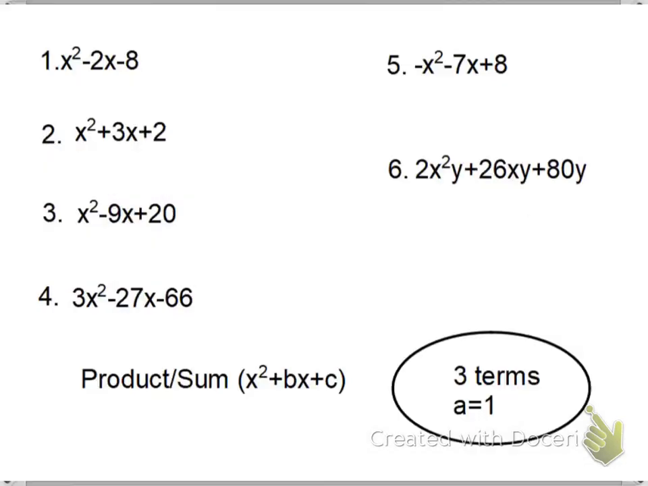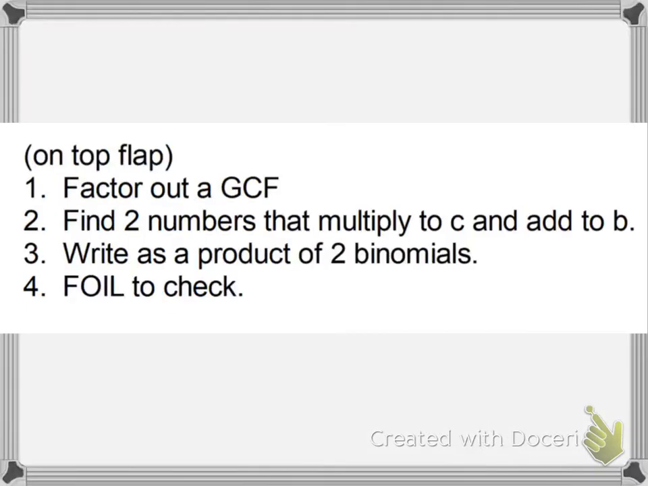Okay, the third kind of factoring that we're going to do today is called product sum. So go ahead and pause the video and write these steps on the top flap of the next part of your foldable. So what we're going to do first is always look for a GCF. That's the first thing we look for when we factor it. That's why we learned it first.